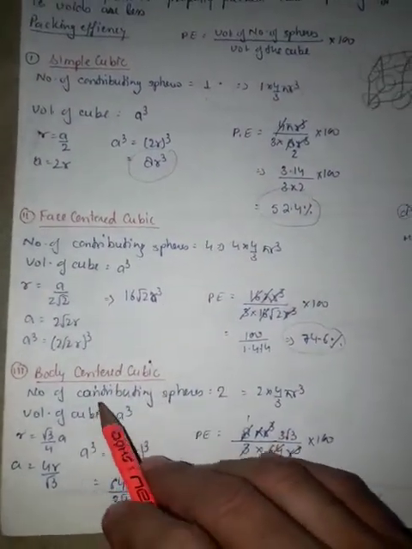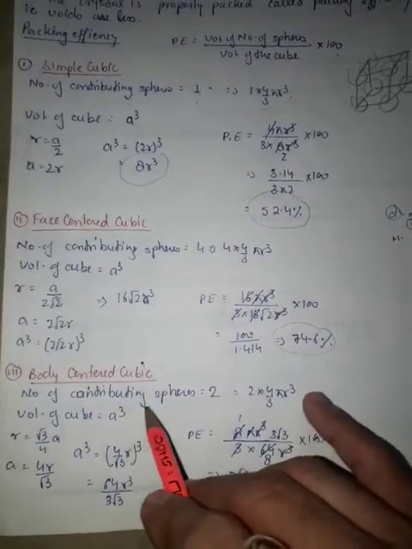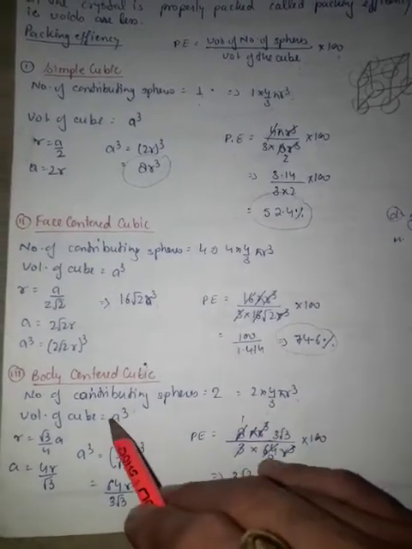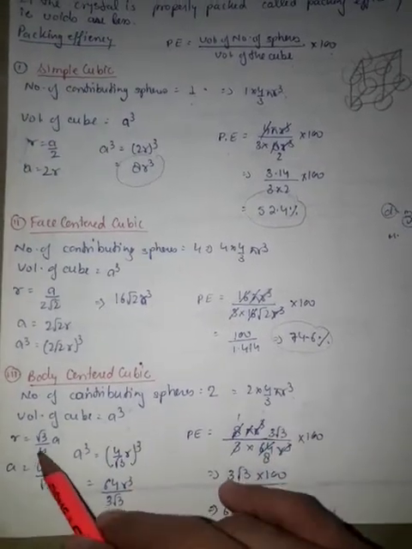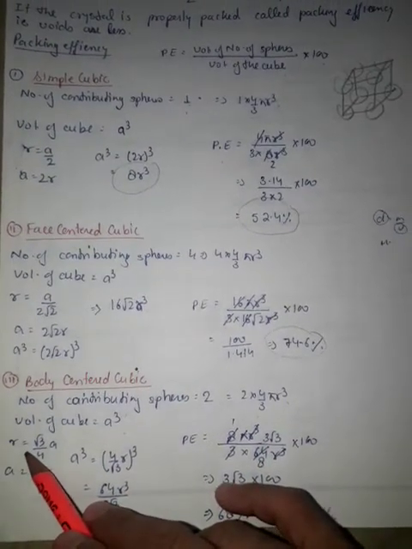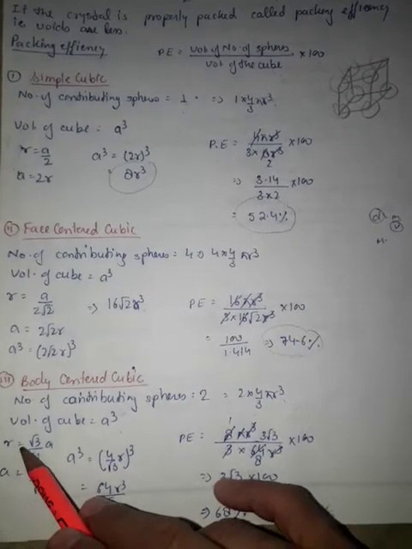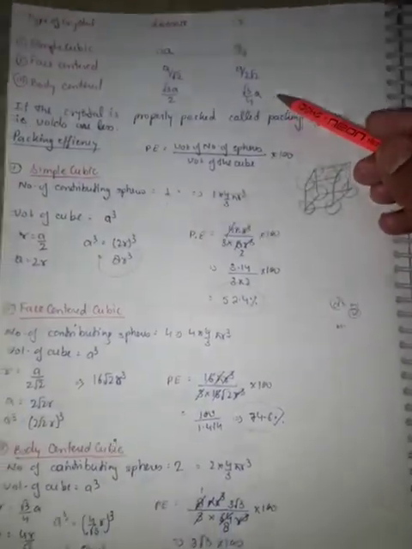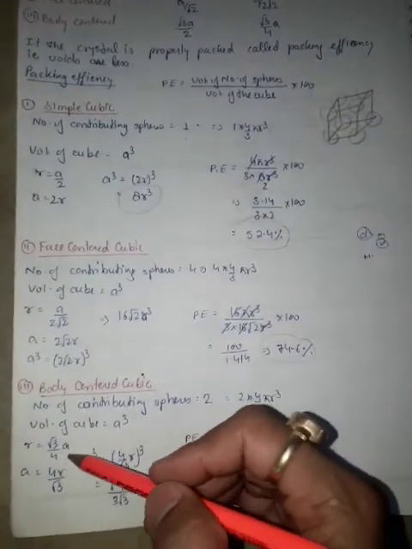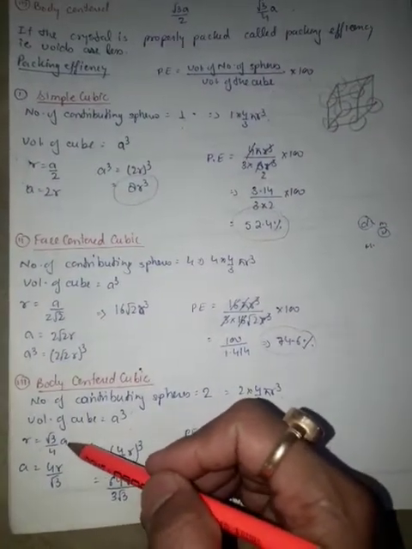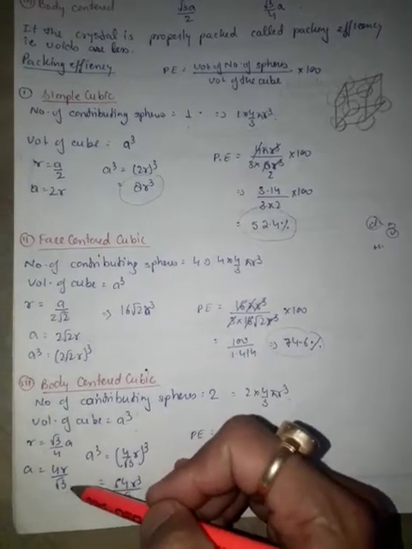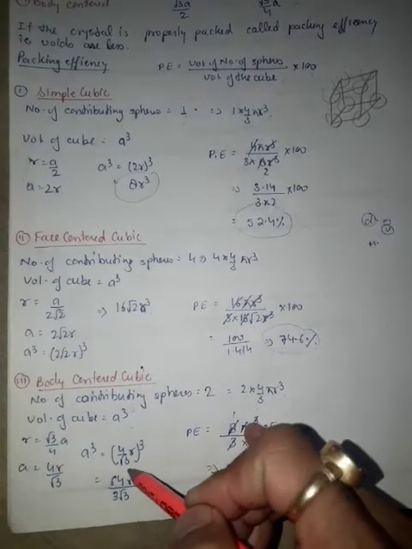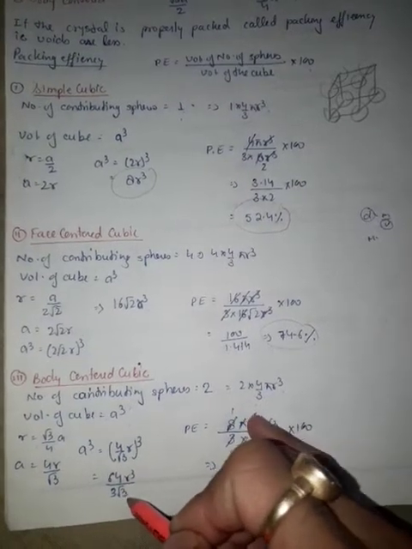Now body centered cubic, similarly 2 spheres, 2 into 4 by 3 pi r cube. The volume of the cube is a cube. For the value of r for BCC, we get root 3 by 4 a. So r is equal to root 3 by 4 a, and we get a equal to 4r upon root 3. Now a cube is 64 r cube upon 3 root 3.